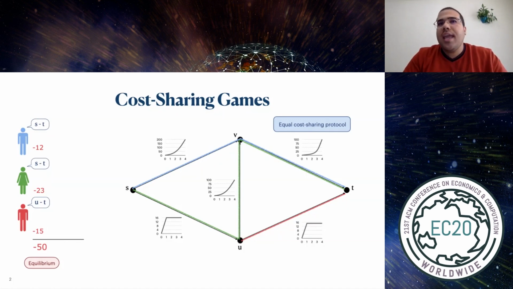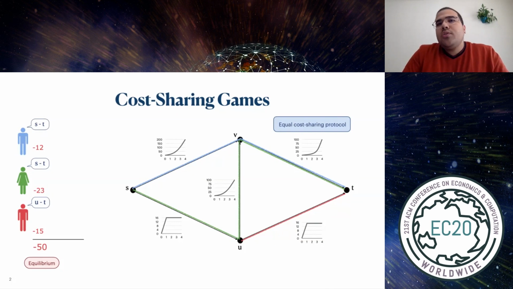In cost-sharing games, we assume that players act rationally, and each of them tries to minimize her share of the total cost. In this game, you can check that this strategy profile is an equilibrium, since no one can pay less by changing her strategy. The total cost of this equilibrium is 50.